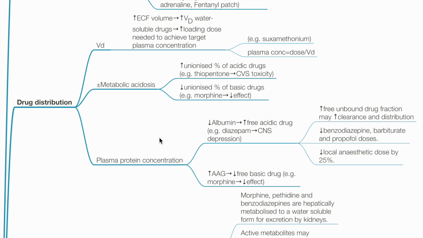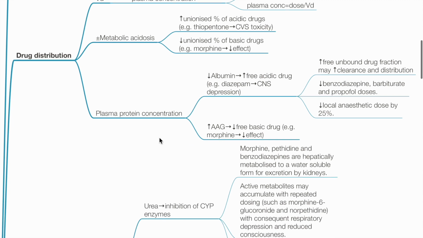Plasma protein concentration. Reduced plasma albumin levels lead to increased free acidic drug proportion such as diazepam, leading to increased toxicity. Increased free unbound drug fraction may increase clearance and distribution. Reduce doses of drugs highly bound to albumin such as benzodiazepines, barbiturates and propofol. Reduce local anesthetic dose by 25%. In CKD, there are increased levels of alpha-acid-glycoprotein. This leads to reduced free basic drugs such as morphine, reducing its effects.